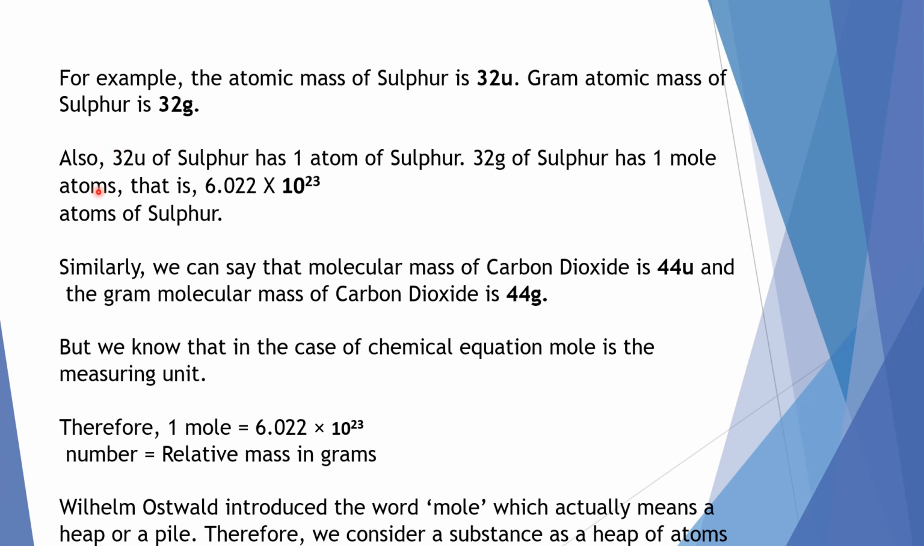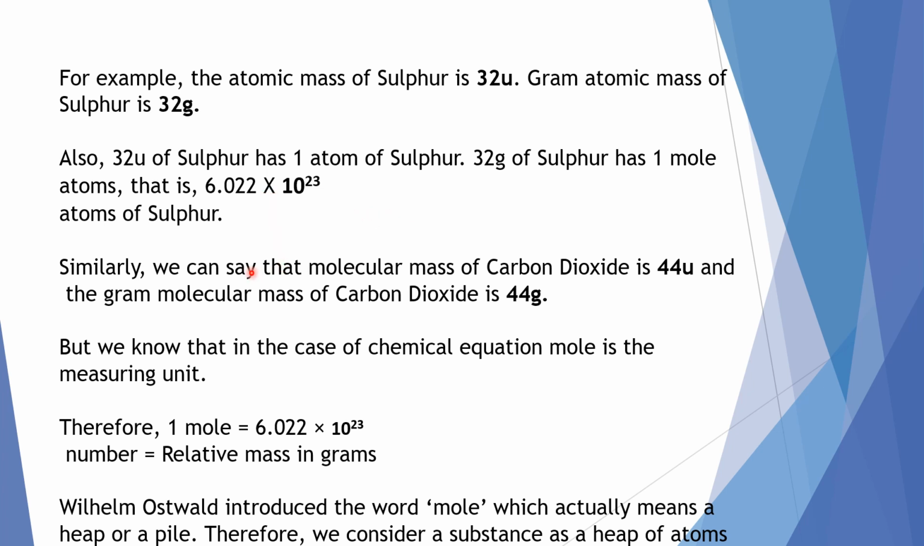And next, 32 U of sulfur means only one sulfur atom. And what is the meaning of 32 gram? 32 gram contains 1 mole. And 1 mole contains, you know what that number is, the Avogadro number, 6.022 into 10 power 23 sulfur atoms. And when we take oxygen, 1 mole of oxygen contains 6.022 into 10 power 23 atoms of oxygen.